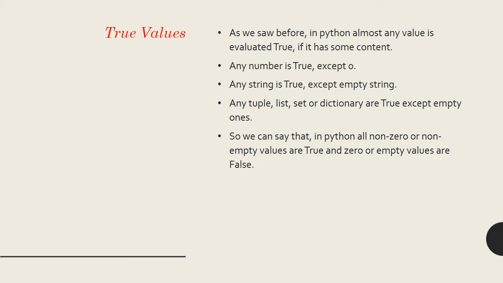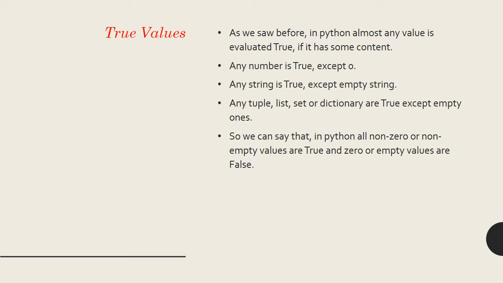Any number is true except 0. Any string is true except empty string. Any tuple, list, set or dictionary are true except empty ones. So we can say that in Python all non-zero or non-empty values are true and 0 or empty values are false, as we saw before.